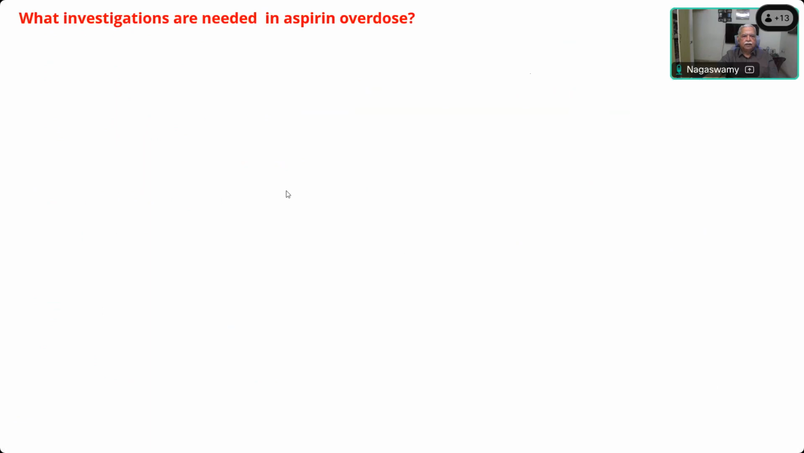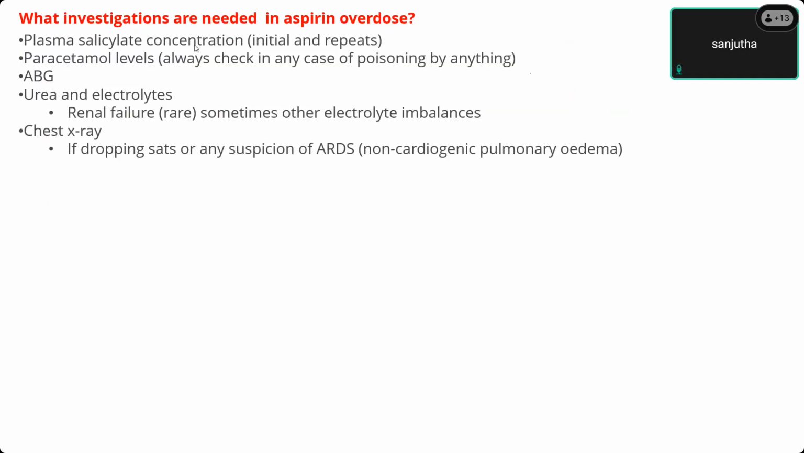What investigations are needed if there is a suspected aspirin overdose? Acute kidney injury, sir. LFTs. Salicylate concentration, paracetamol levels can be checked. ABG, urea and electrolytes to rule out renal failure. Chest X-ray if the saturations are decreasing, and any suspicion of ARDS due to non-cardiogenic pulmonary edema.